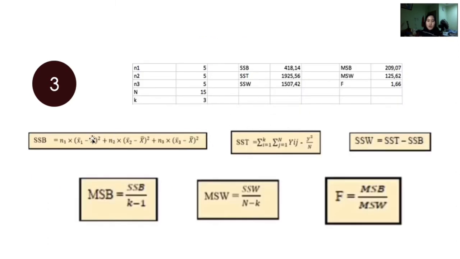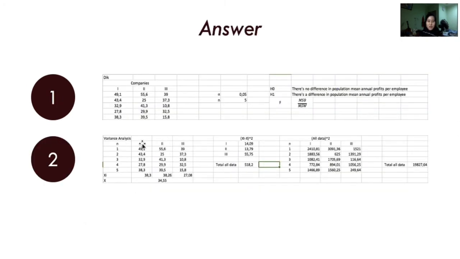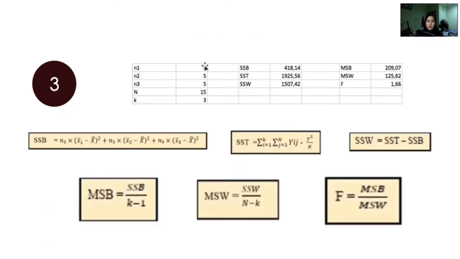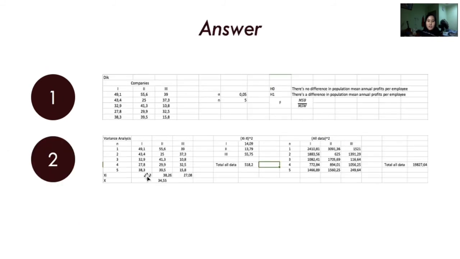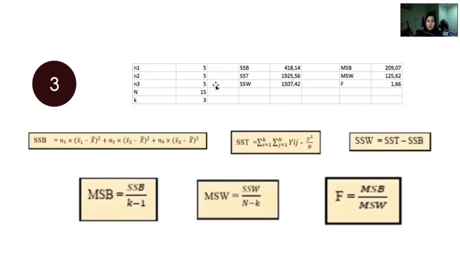After that, we calculate the SSB, SST, SSW, MSB, MSW, and then after that we calculate the F to get the result of our problem. So first we have to define this. N1 is the number of data from each company. Because the number of data from each company is 5, then N1 is 5, N2 is 5, and N3 is also 5. Big N shows the total of all data, which is 5 times 3, 15. Then K is the number of companies, which is 3.